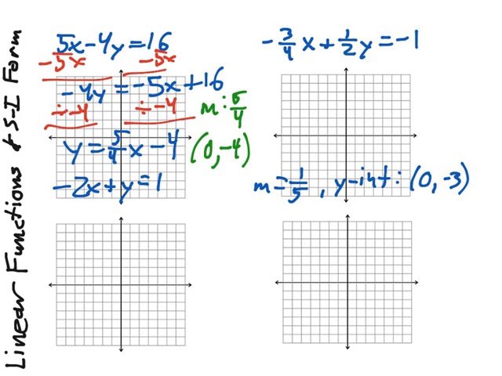Let's try another one. Negative 3/4 x plus 1/2 y equals negative 1. We can add 3/4 x to each side, and come out with 1/2 y equals 3/4 x minus 1.